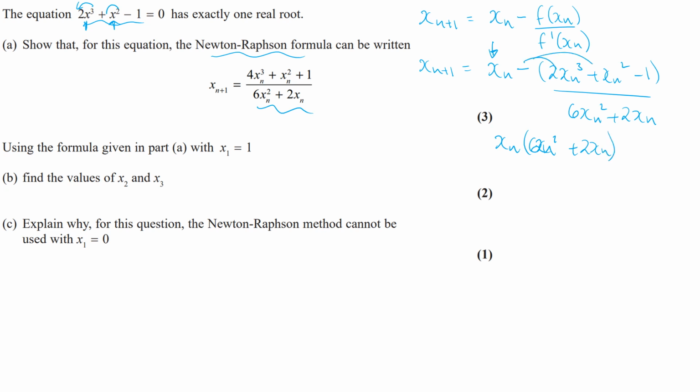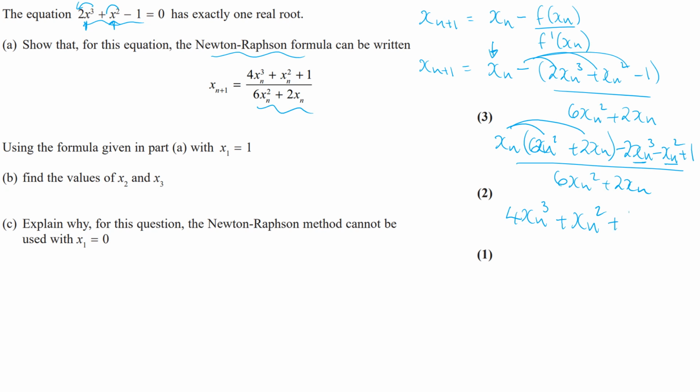Now I can take this minus into the bracket. So it'll be minus 2x of n cubed minus x of n squared and then plus 1 on the end all over the common denominator. And then just multiply this in. I'm going to get 6x of n cubed minus 2 here, which is going to give me the 4x of n cubed. I've got 2x of n squared minus 1, so that's going to be plus x of n squared. I've got the plus 1 on the end, and then the common denominator is going to give me my answer for part A.